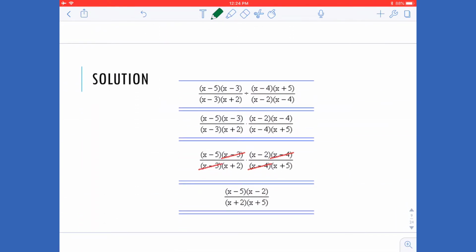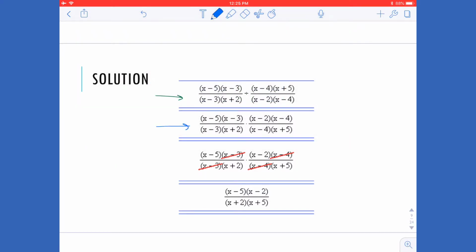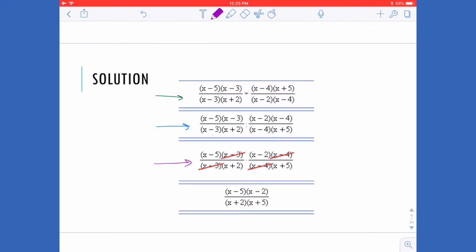So looking at my solution, I began here by decomposing each of the polynomials. I then began to do my keep, change, switch process. I then began to see, all right, what values are on top and bottom that I can cancel out. And then I wrote down whatever was left over as my final solution. You're welcome to multiply those binomials back together, but you're not required to.